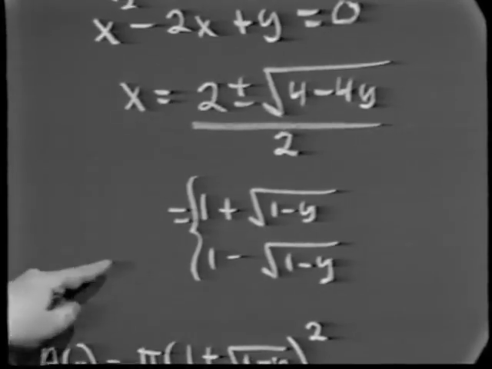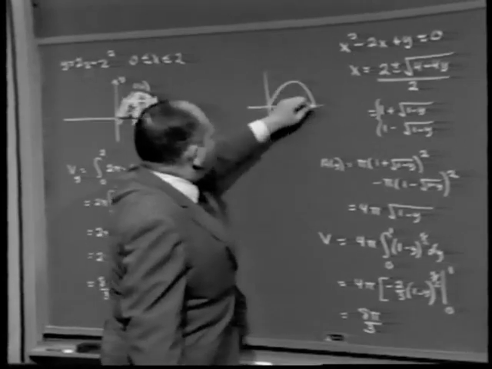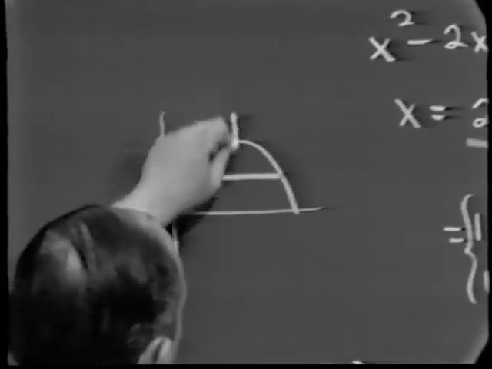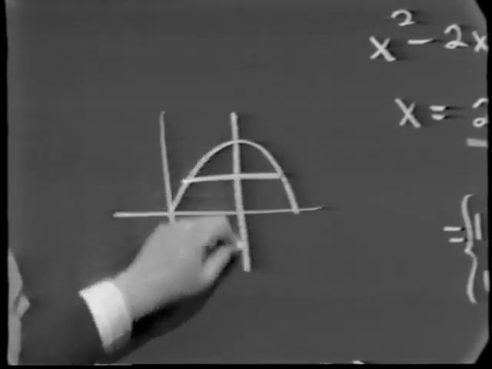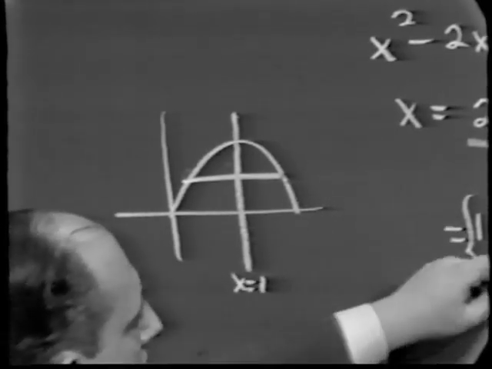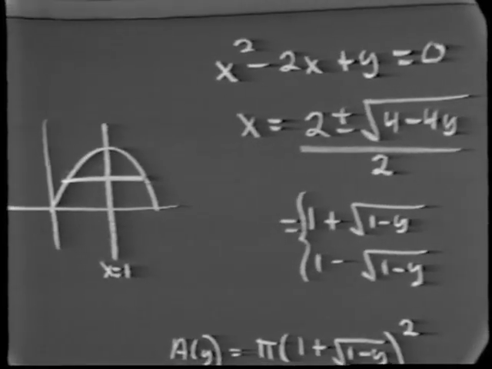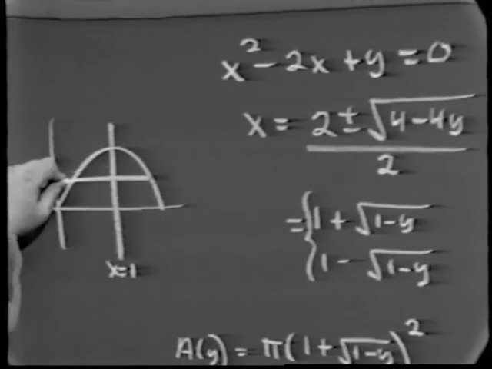What that means, by the way, geometrically, is simply this. For a given value of y, there are two values of x located symmetrically with respect to x equals 1. See, they're on symmetric portions. Well, this doesn't make that much difference. The thing now is what? What is my cross-sectional area?